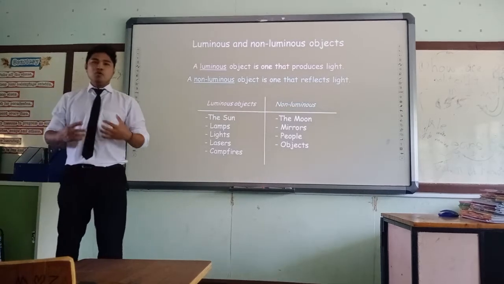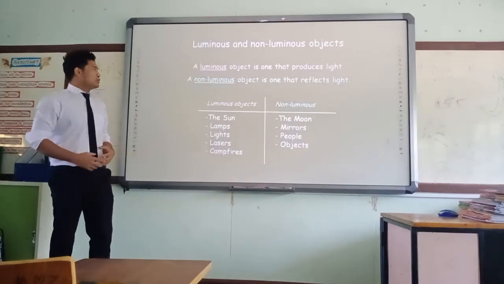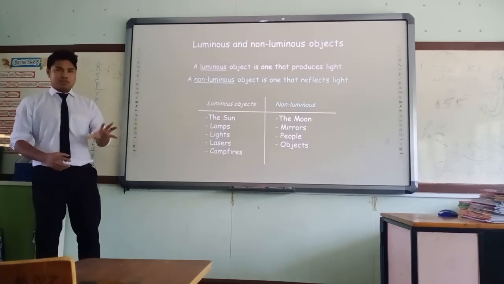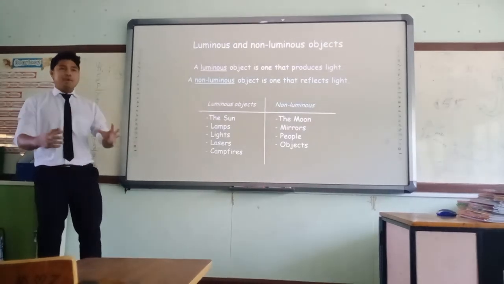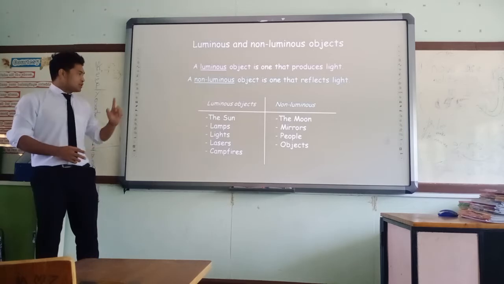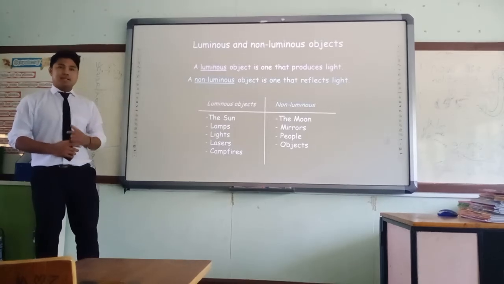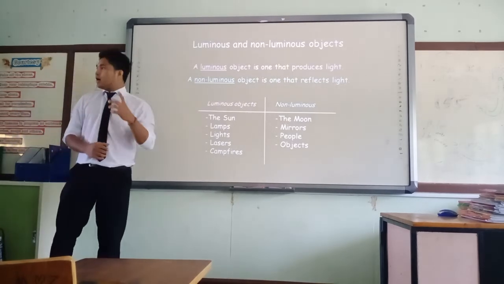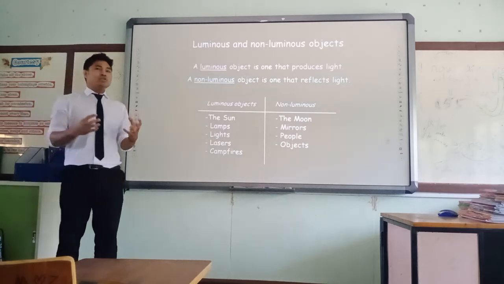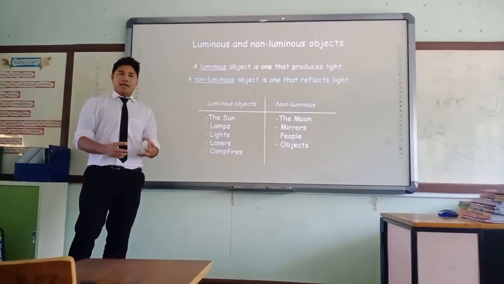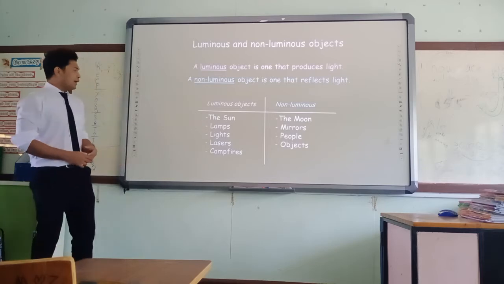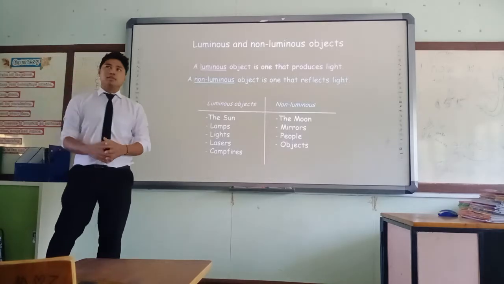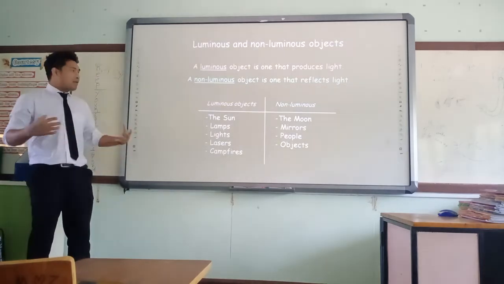Next are luminous and non-luminous objects. A luminous object is one that produces light. Okay, the examples of luminous objects. The sun is the best example of a luminous object, because the sun is the major source of light in our world. Other examples are lamps, lights, lasers, or campfires.